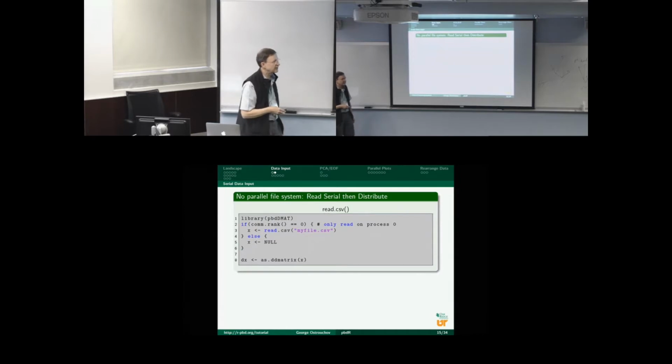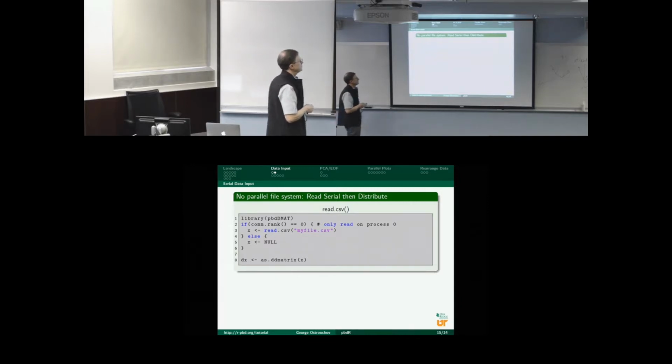If you want to distribute the same thing, so let's say you were reading in some other file that every other rank needs, how would you push it to all the others? You wouldn't use as.ddmatrix. If you would just push it out, you would just broadcast it out. So you would read it in on one core and then just broadcast to everybody.